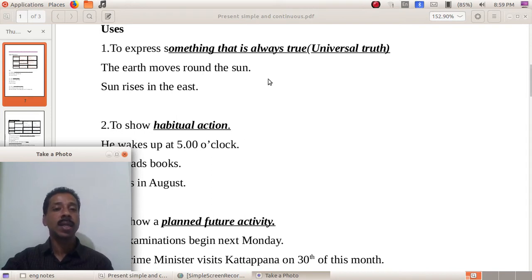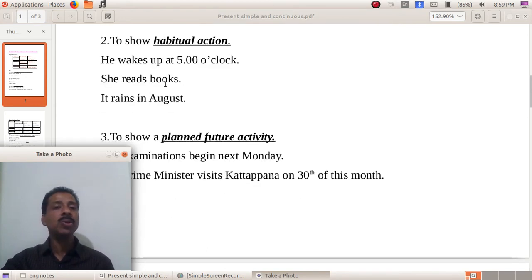The earth moves around the sun. The sun rises in the east. Likewise, whenever we think of any universal truth, something that is always true, simple present is to be used. And the main usage is to show habitual action. So we know what is habitual action: any action that happens regularly at a fixed interval of time, maybe every day, every week. That is habitual action. So: he wakes up at 5 o'clock. She reads books. It rains in August.